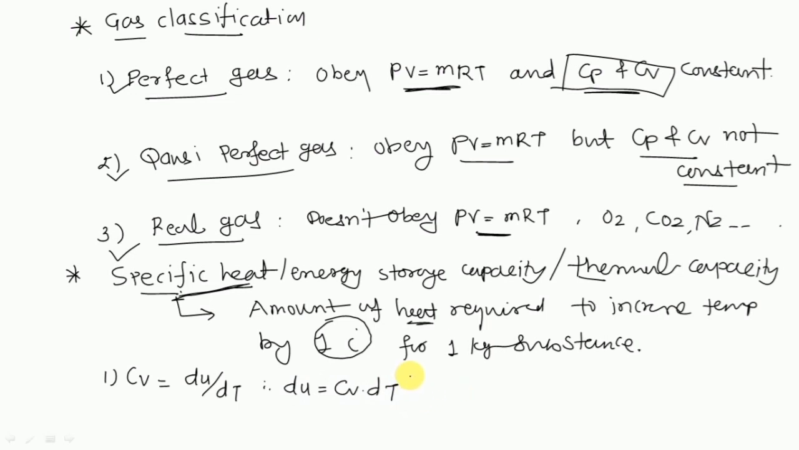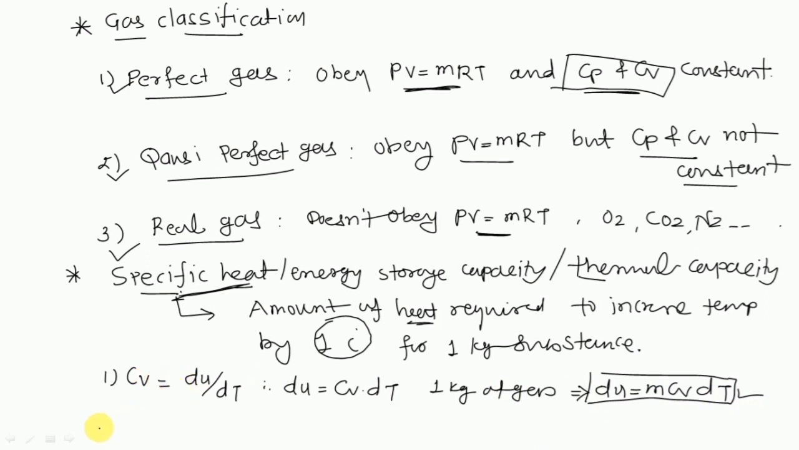Here du equals Cv into dt for 1 kg of gas. But if we write this equation for mass m, then du equals m Cv into dt. This is a very important equation for us to derive different relations in different conditions, such as PVT relations, work relations, and internal energy relations. So remember this equation.